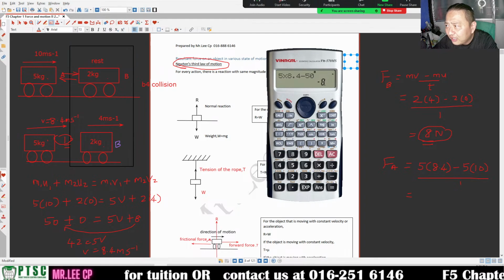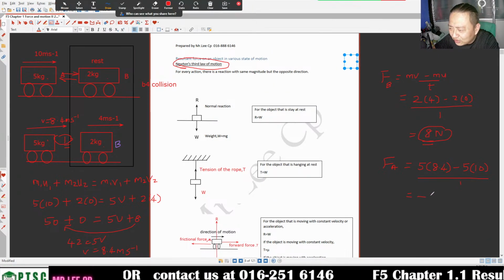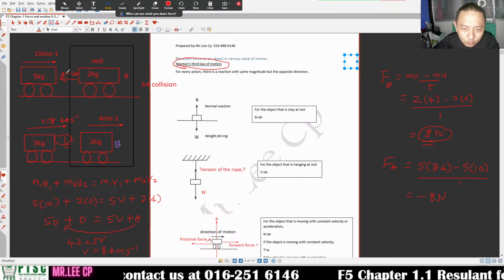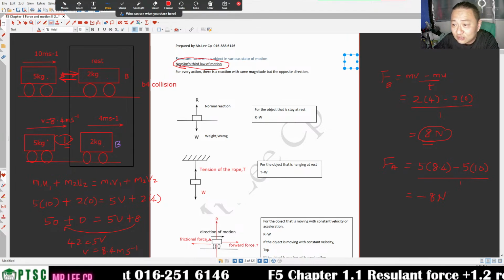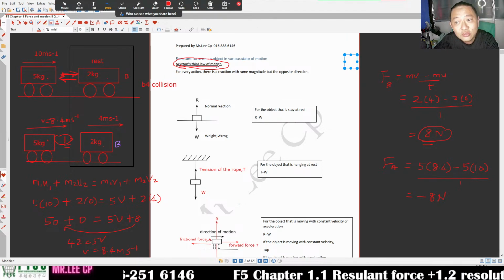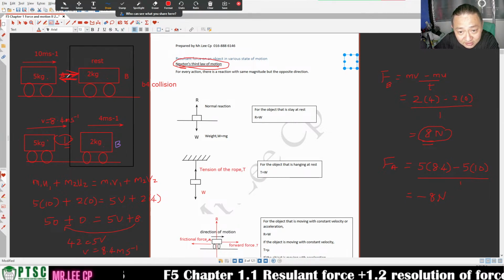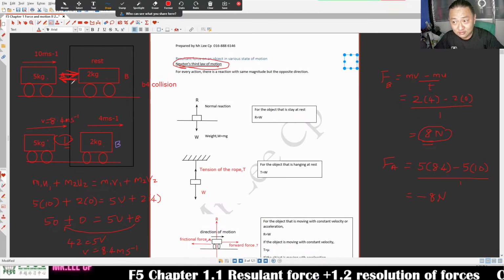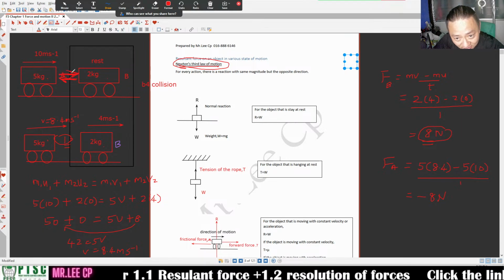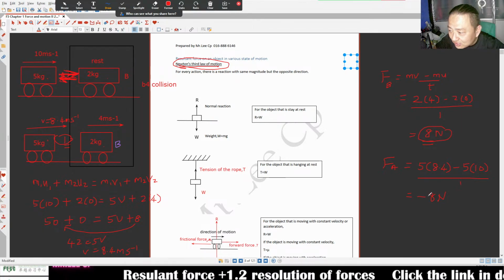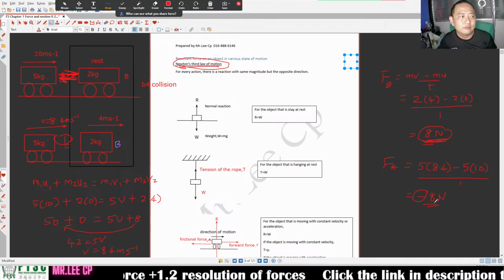Negative 8. Why negative 8? Yalla, you got one force forward, then you got one force backward. That is called Newton's third law. Newton's third law says if I have an action, I must have a reaction. If I got one action, I must have a reaction, with the same magnitude but just opposite direction.